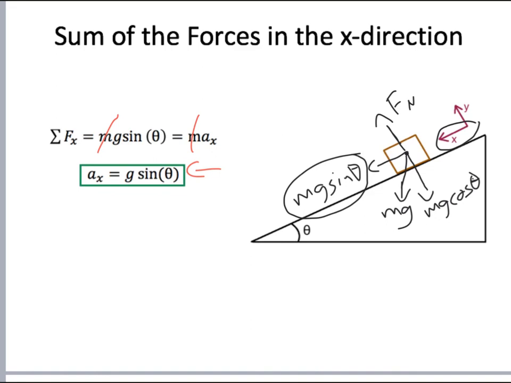Now, here's the interesting thing. We can actually test this. One of the things that physicists like to do, if you have a theory that gives you some general answer, like this acceleration in the x direction for any angle theta that you plug in, is plug in some values of theta for which we know what the answer should be and see if this answer gives us the right value.